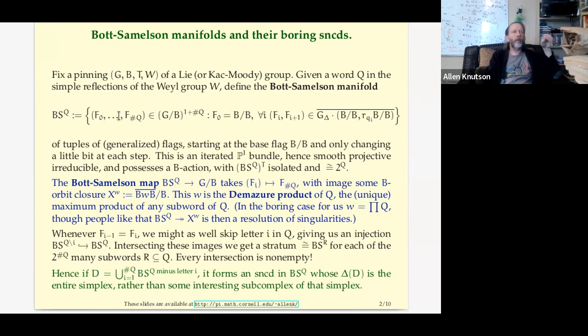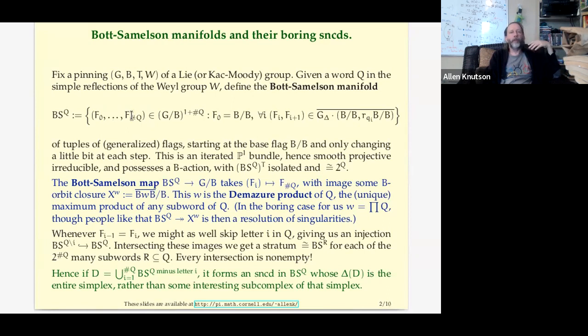And each time there's going to be a P1's worth of possibilities, because if you know your four plane and you know your six plane and you want to pick a five plane in between, it's like picking a point in P1, the six plane mod the four plane. So each time I take a step forward in this list of flags, I've got a P1's worth of choices. And it depends on the previous one. So I'm not getting a big product of P1s. I'm getting an iterated bundle of P1s. But an iterated bundle of P1s is an easy thing to think about.